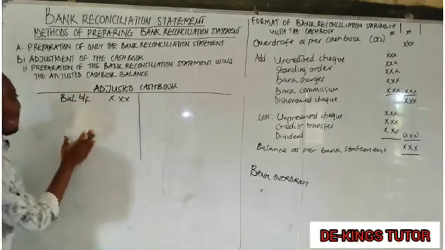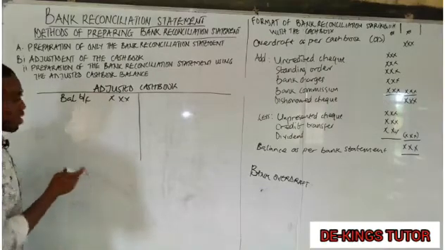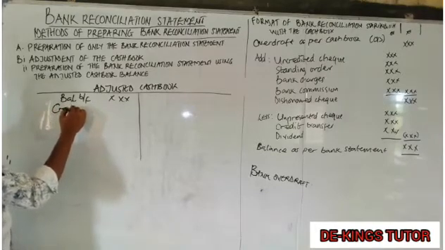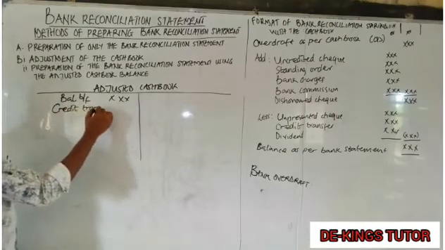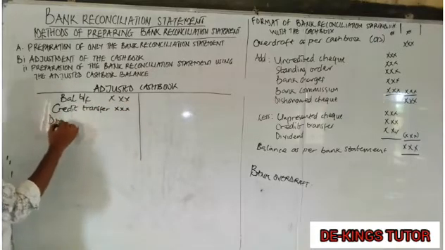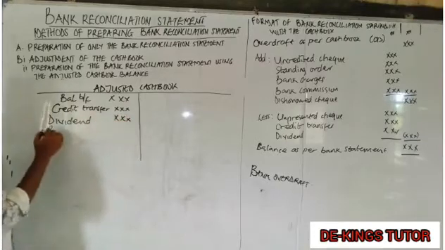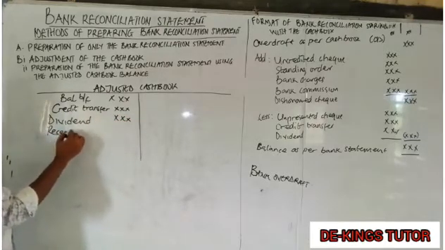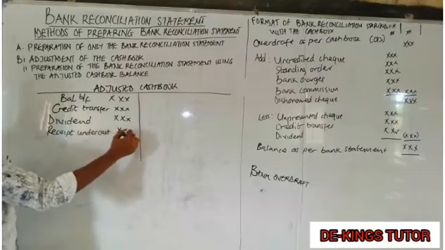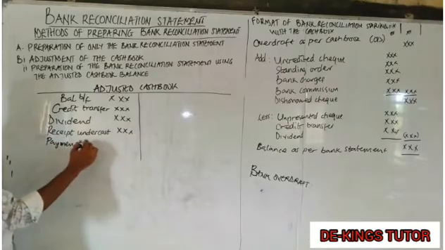Now all the items here are items that are supposed to be added to the cash book. Like our credit transfer, our dividend, we have receipt over card, we have payment over card.